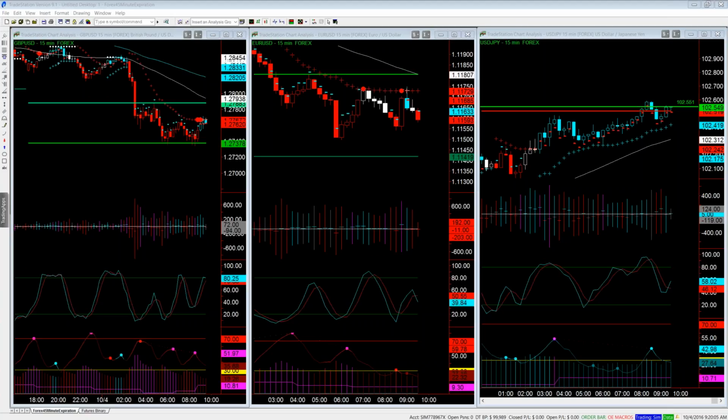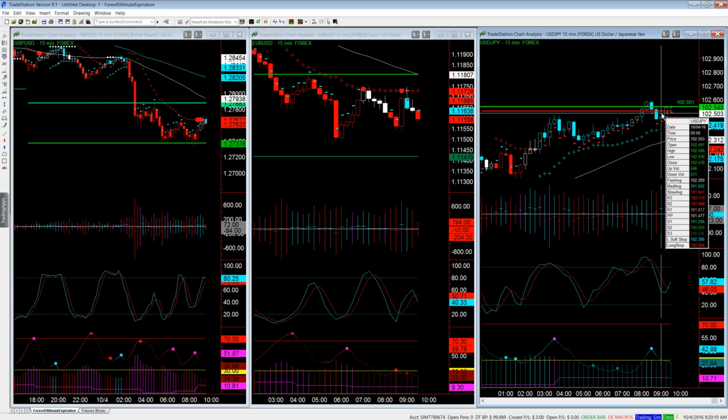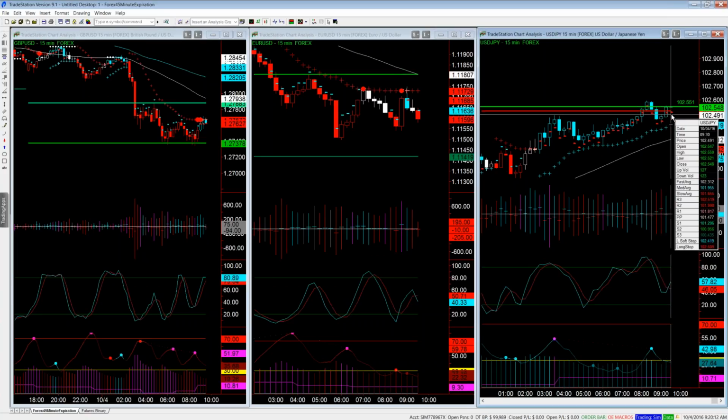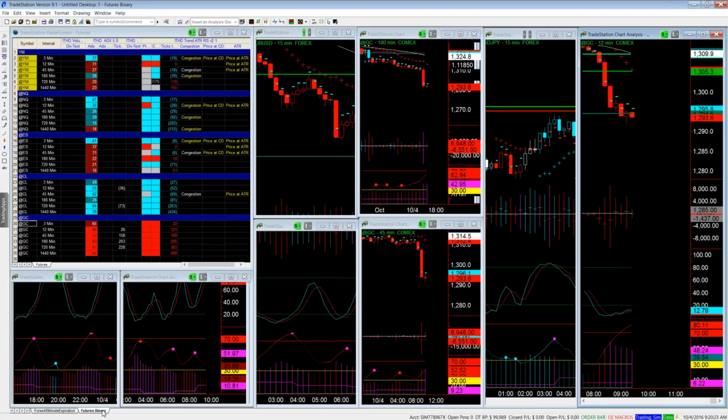I want to see what the USDJPY is doing. Now, do you see how this closed above the high of this bar? That's exactly what I wanted it to do. Okay. So far, this one is behaving. Okay. That's what I call it. They're behaving.